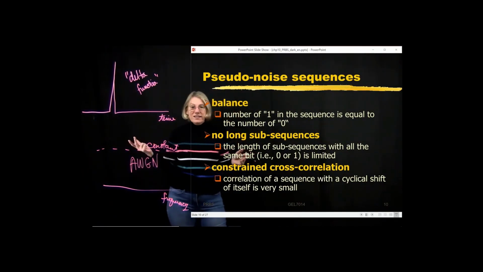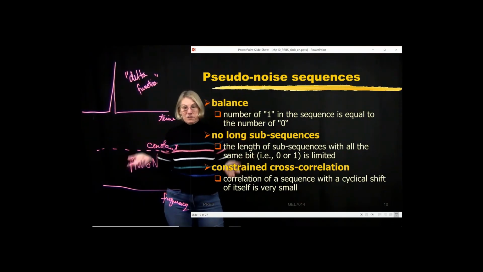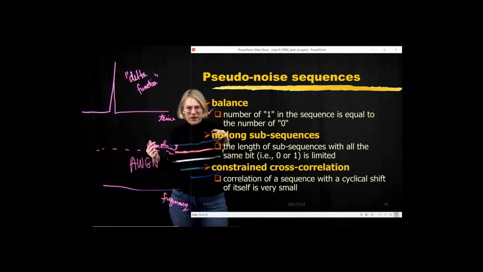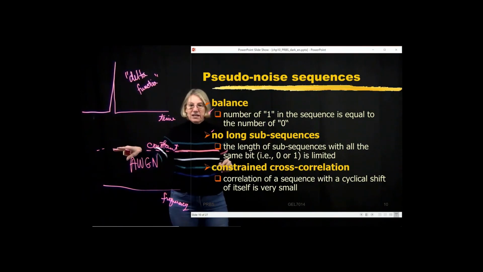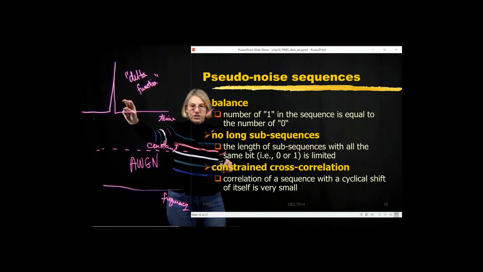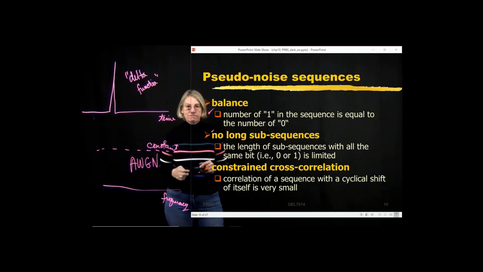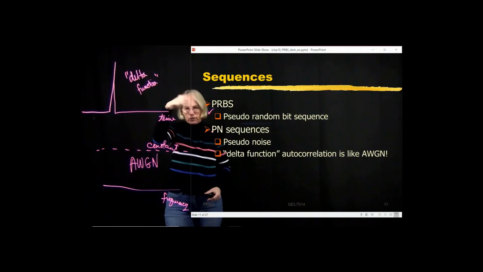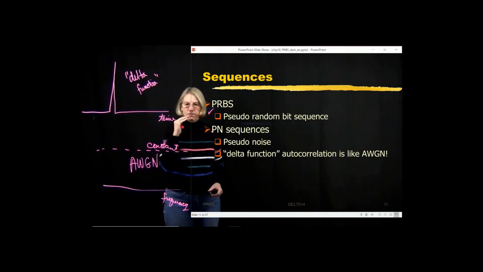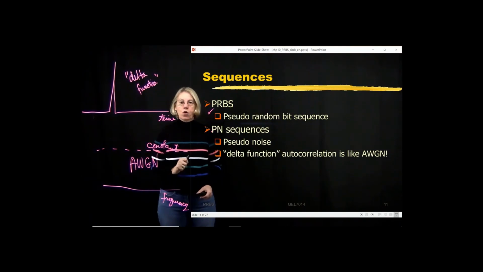So when it's noisy, noise is random. So it shouldn't be all ones or all zeros. So that's these two criteria. But if it looks like noise, then I should have something that looks like an autocorrelation function of a delta function. And so this is why we have these two names. One refers really to the first two, and then the third one is why we call it a pseudo-noise function.